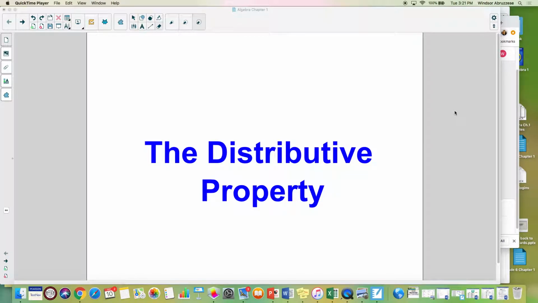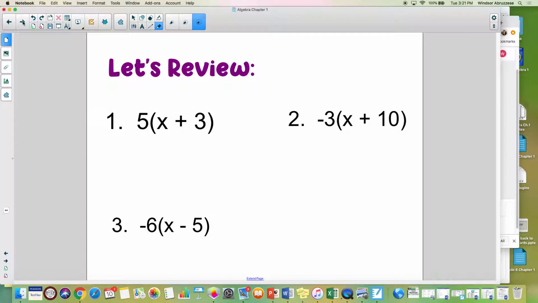Welcome to your first flipped classroom lesson. Today's lesson is going to be a review on the distributive property and combining like terms, and then at the end we're going to join them both together. So let's start with number 1.